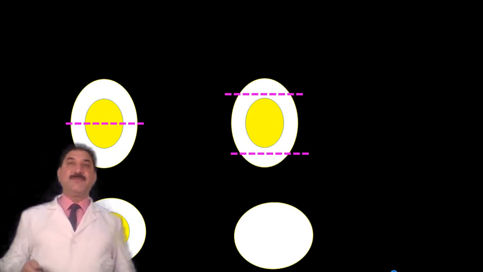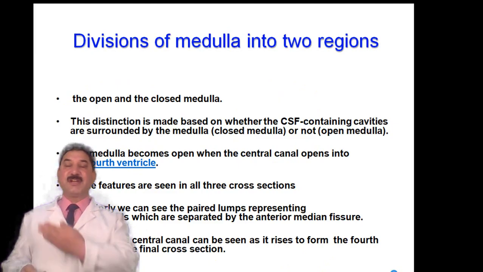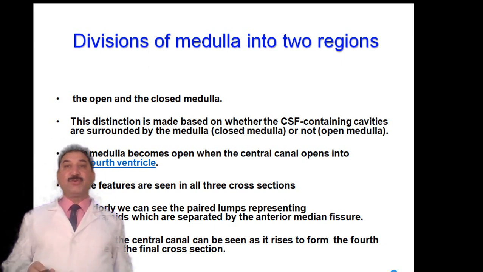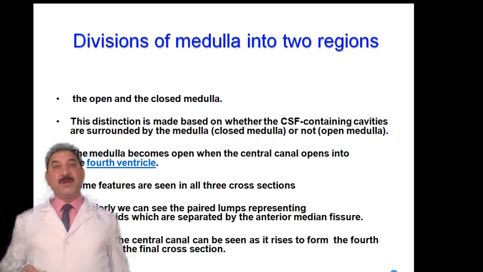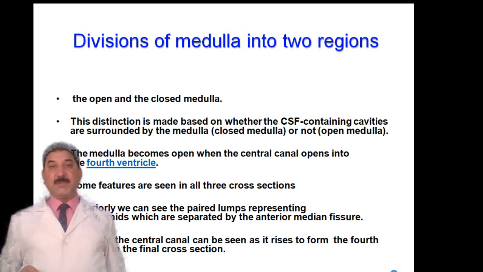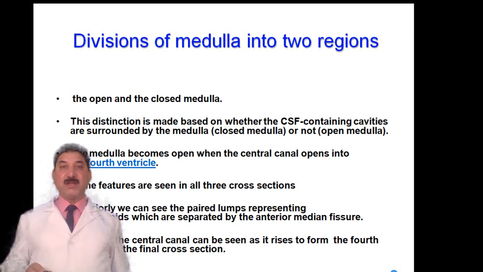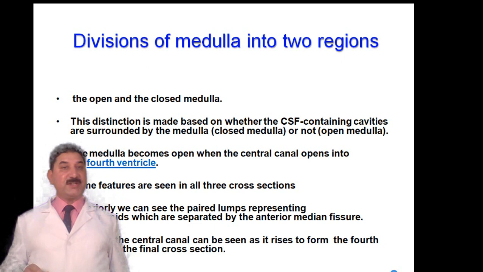In the same way, if we take sections at different levels of the medulla oblongata, the structure will vary. Let us look at the divisions of the medulla into two regions. The medulla is divided into open and closed medulla. The distinction is made based on whether CSF-containing cavities are surrounded by medulla, which we call closed medulla, or not, which we call open medulla. The medulla becomes open when the central canal opens into the fourth ventricle.